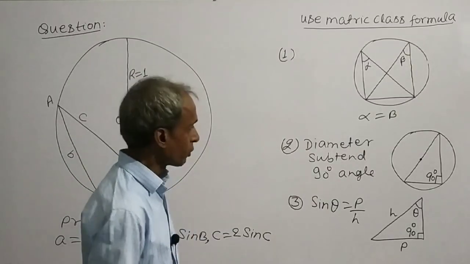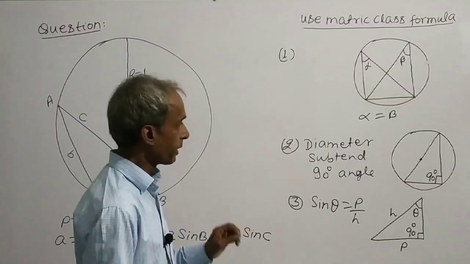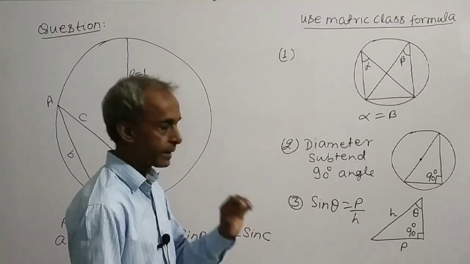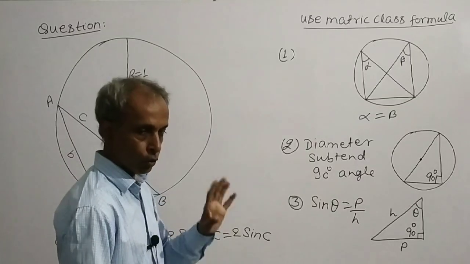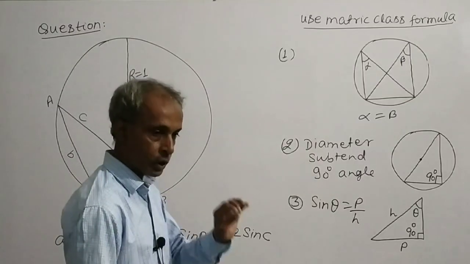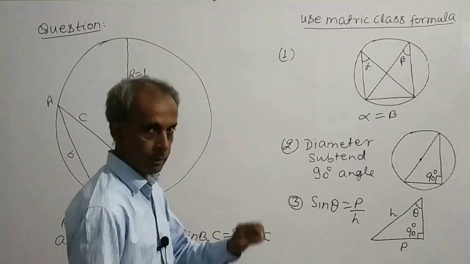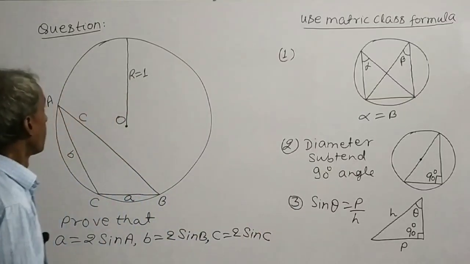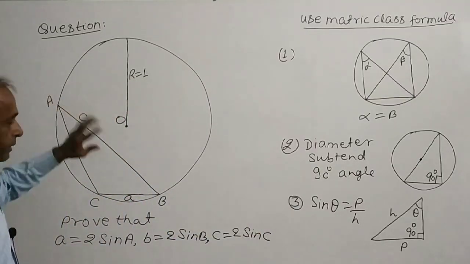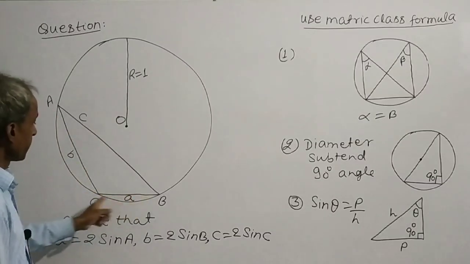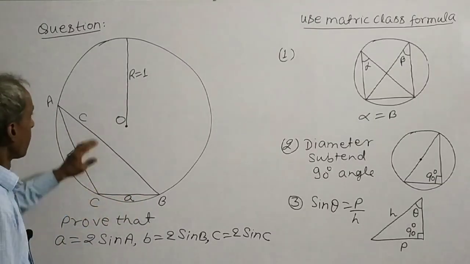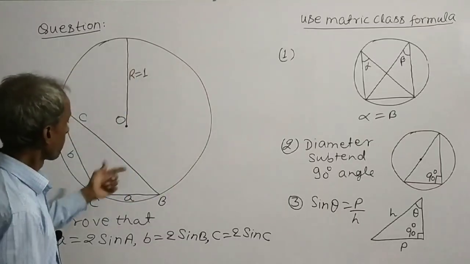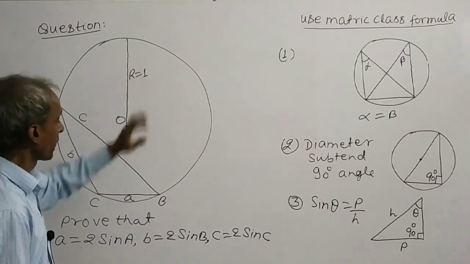In this video, I will solve JEE Advanced 2023 Paper 2, question number 14 and question number 15 both. This is the question. ABC is a triangle and the radius of the circumcircle of this triangle is 1.